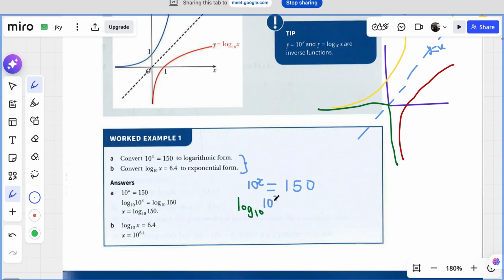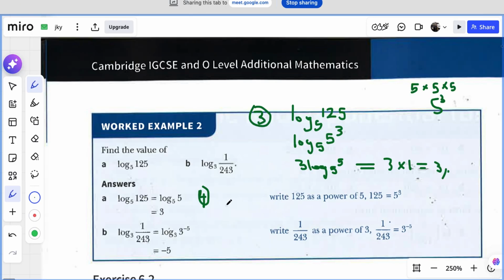Now, solve these equations. Give your answer to 3 significant figures. Solve each of these equations. So this question: log base 3 of 1 over 243. All these things are not hard, okay? They're just tricks you need to know.